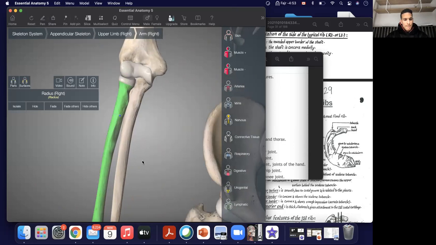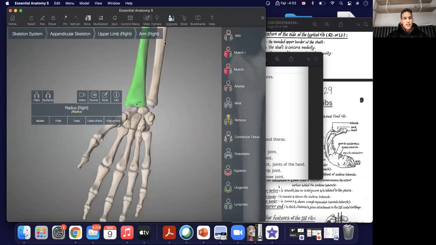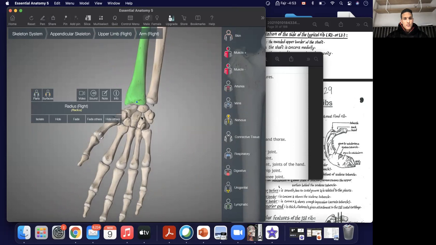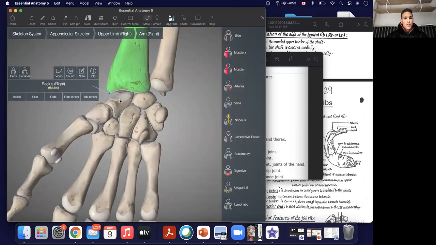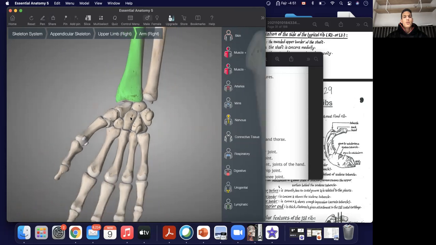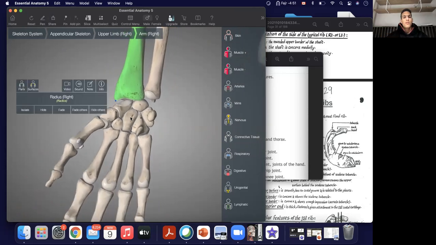Now we're going to go into discussing the carpal bones. The carpal bones, you see, this carpal bone right here is called the scaphoid. That's the lunate, that's the triquetrum, that's the pisiform, that's the hamate, that's the capitate, that's the trapezoid, and that's the trapezium. And these are the carpal bones of the hand, and they form the floor of the carpal tunnel.